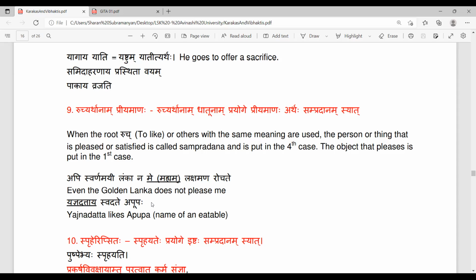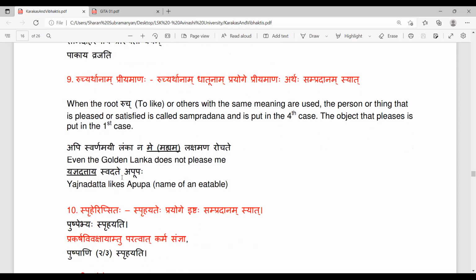Yajnadattaya swadate apupaha. Here, in the sense of ruch, the ruchartaka dhatu, swadate, that dhatu is there. Apupaha swadate Yajnadattaya. Yajnadatta likes apupa. Apupa is a karma, the object of liking, which is in prathama vibhakti. Who likes that? Yajnadatta. The liker is called sampradana. Therefore, yes. What is meant by apupaha? Apupa is vada, right? In Tamil, yes, apupa.